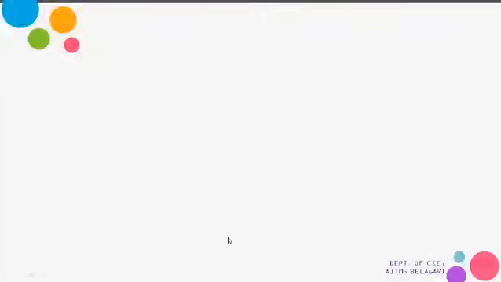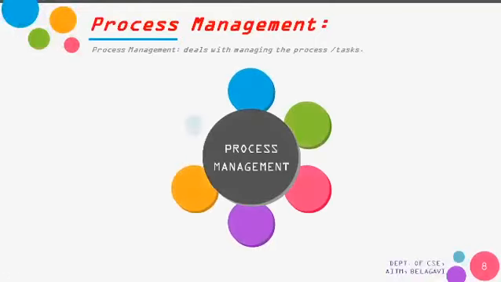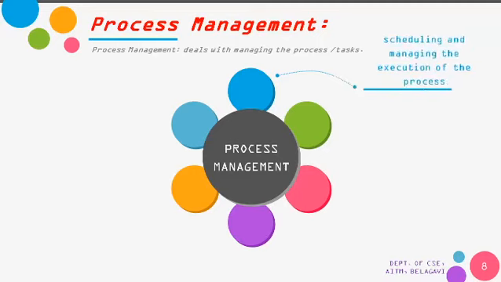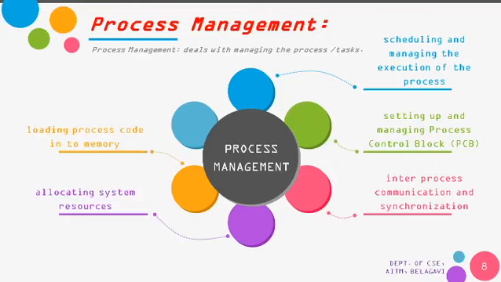Now going to process management. Process management deals with managing the processes or tasks. It mainly deals with scheduling and managing the execution of processes, setting up and managing process control blocks, and inter-process communication and synchronization. It also deals with allocating system resources, loading process code into memory, and setting up the memory for the processor. These are all the tasks handled by process management.